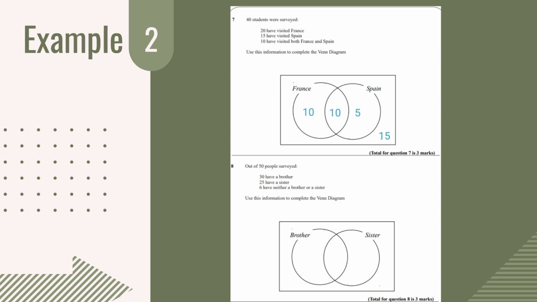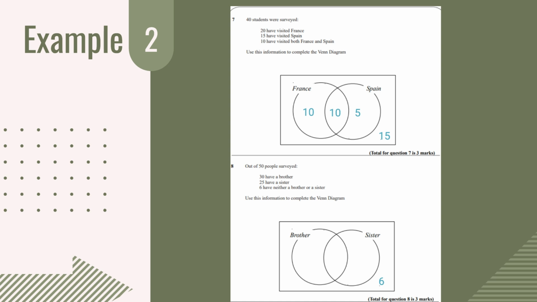In our second question, out of 50 people surveyed, 30 had a brother, 25 have a sister, and 6 people have neither a brother or a sister. Use this information to complete the Venn diagram. So let's use the information we know must be true. 6 have neither a brother or a sister, so this will lie outside.